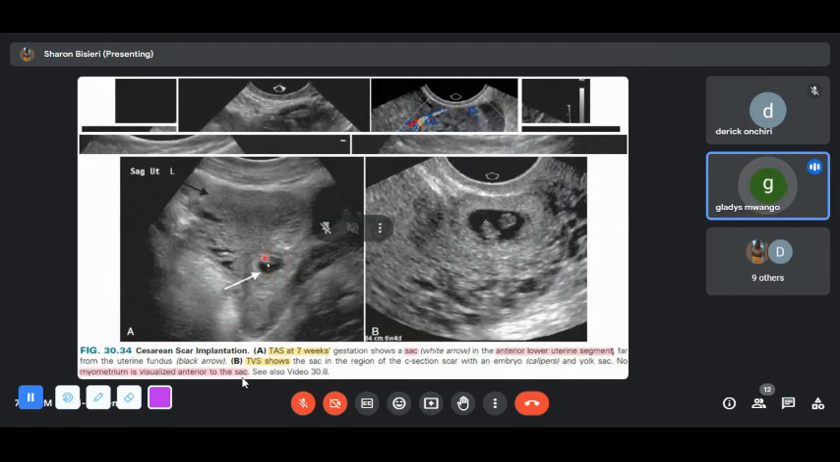And if you look at it in the transvaginal, you don't see any myometrium anterior to it. So you're going to have a very thin one, because what you're seeing is actually the vaginal wall. You don't have any myometrium. So it is really implanted within the scar.